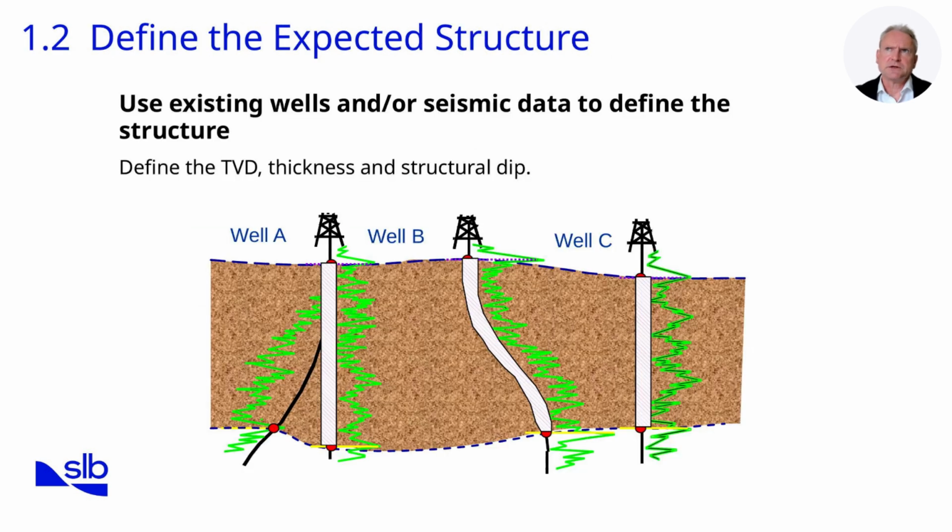Once the property model is built, we refine it by defining the expected structure. This involves tying in offset wells and seismic data to understand how formations behave across the field. The key parameters we determine here are true vertical depth of target formations, their thickness, and the structural dip. These factors control reservoir geometry and directly influence the steering window available to us.